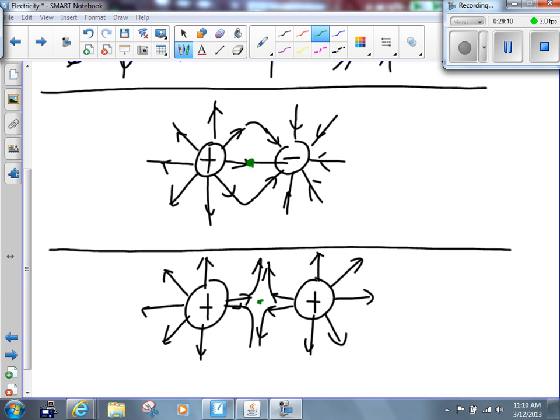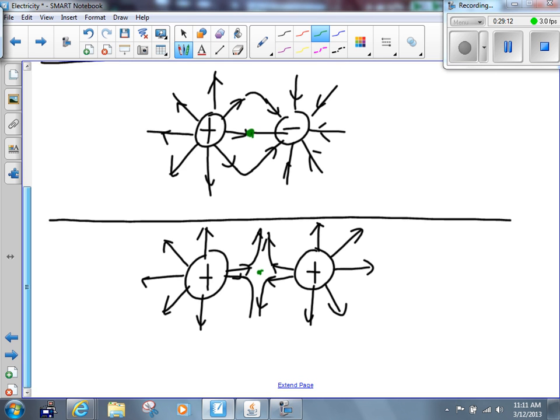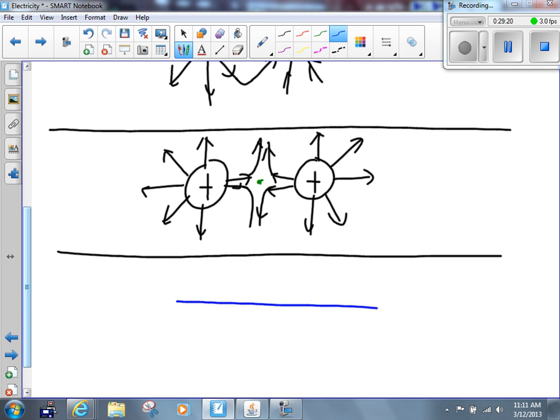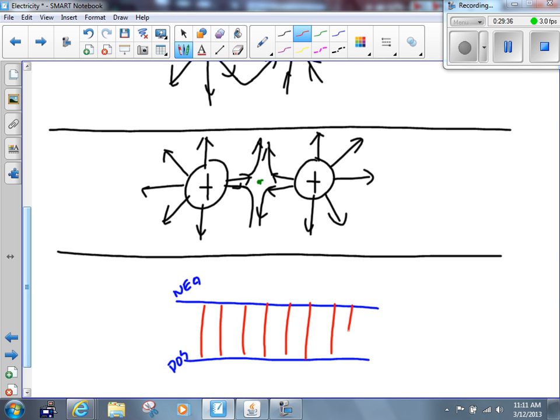Finally, one more diagram here. This last diagram is going to involve two charged parallel plates. We'll make the top plate negative and the bottom plate positive, although it doesn't matter. The electric field in between those two plates is going to be a uniform field as opposed to a non-uniform field, as we discussed a minute ago.